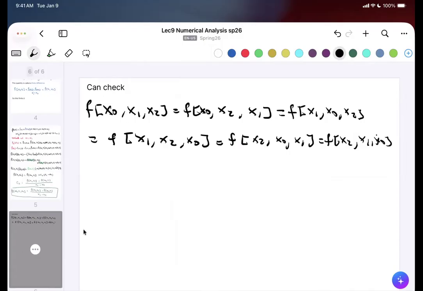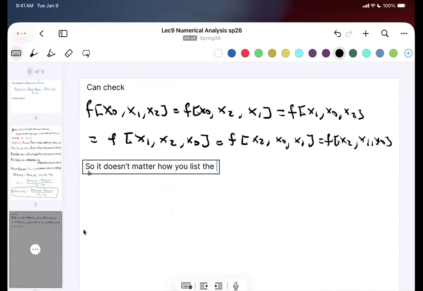So really, these divided differences, or the higher order divided differences, will always be insensitive to the order in which you list them, which is very nice, very important, very useful information. So it doesn't matter how you list the three elements in this divided difference.